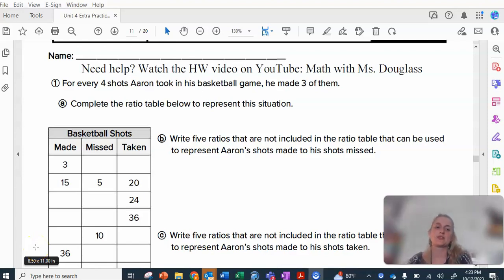Okay, so it says for every 4 shots Aaron took in his basketball game, he made 3 of them. So taking the shot means like you just throw it. I don't know what's happening after that. So he took 4 shots, he made 3. This is our total.